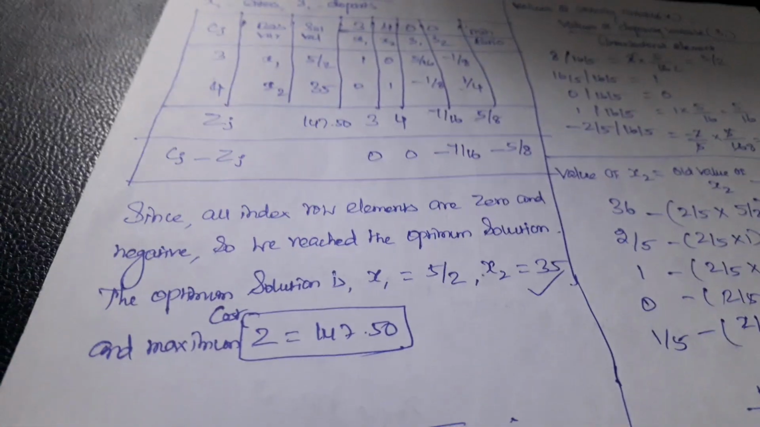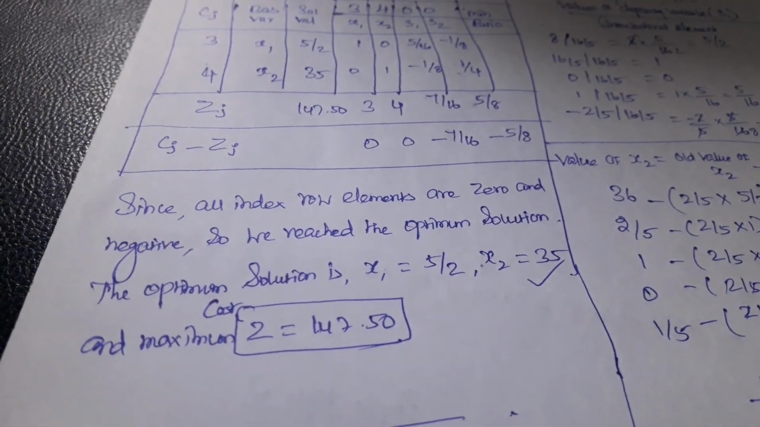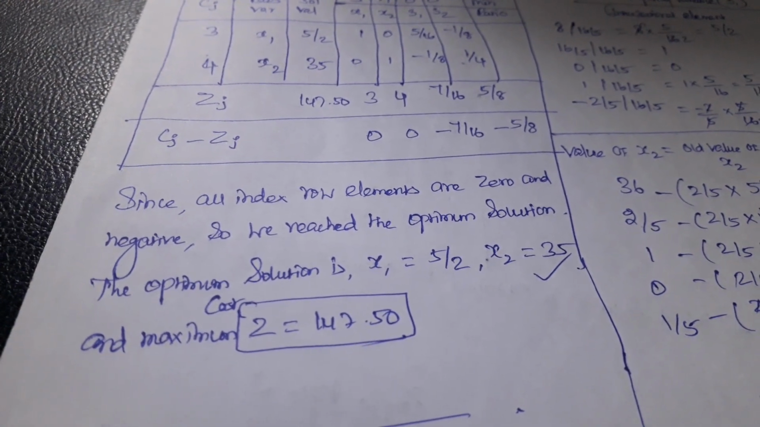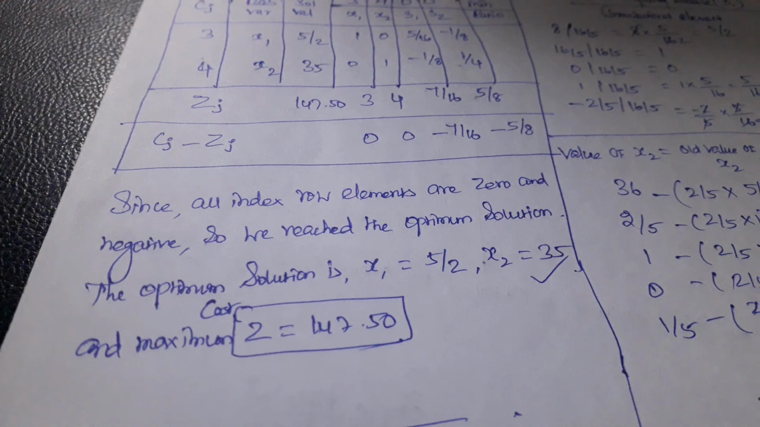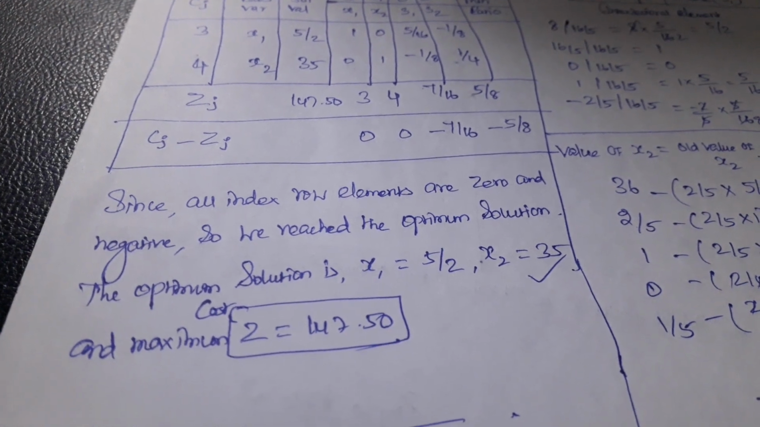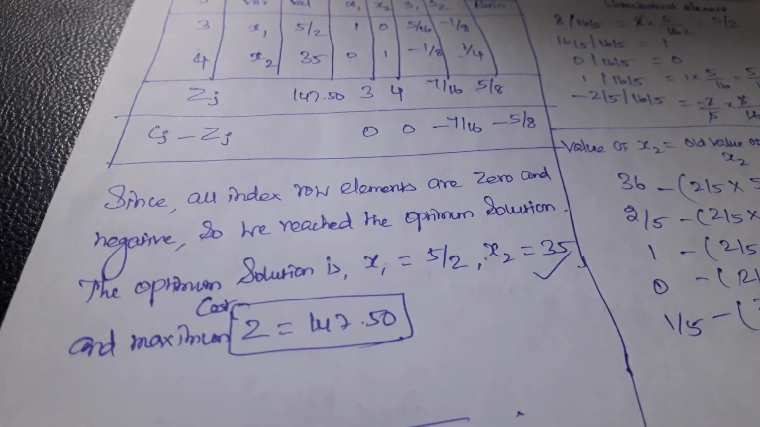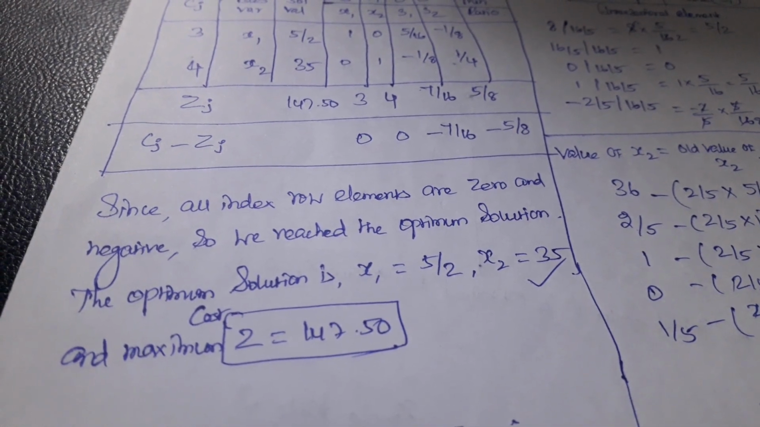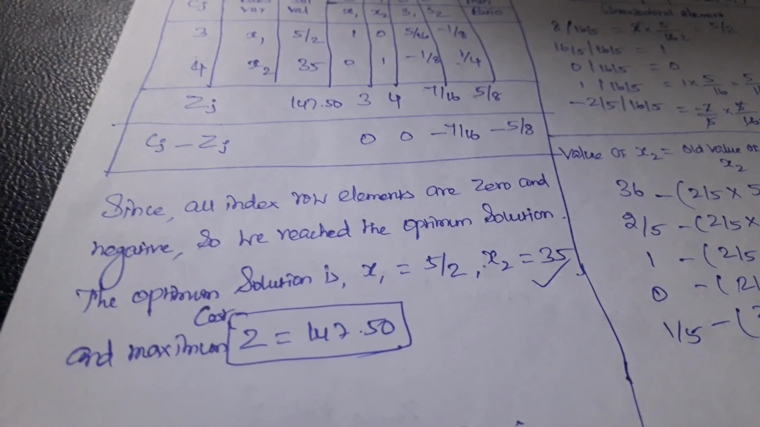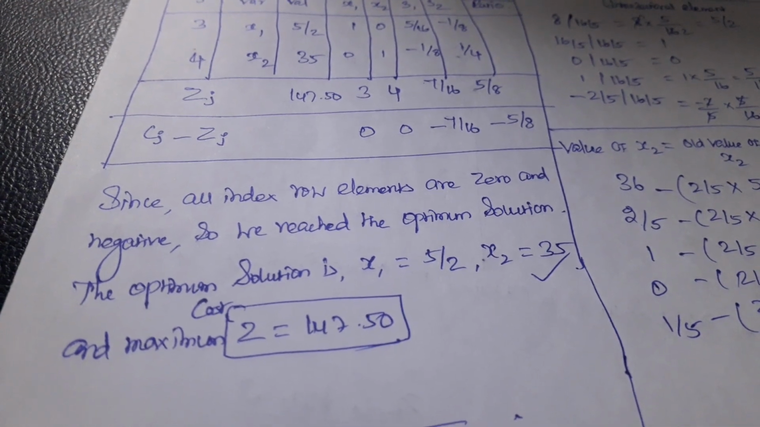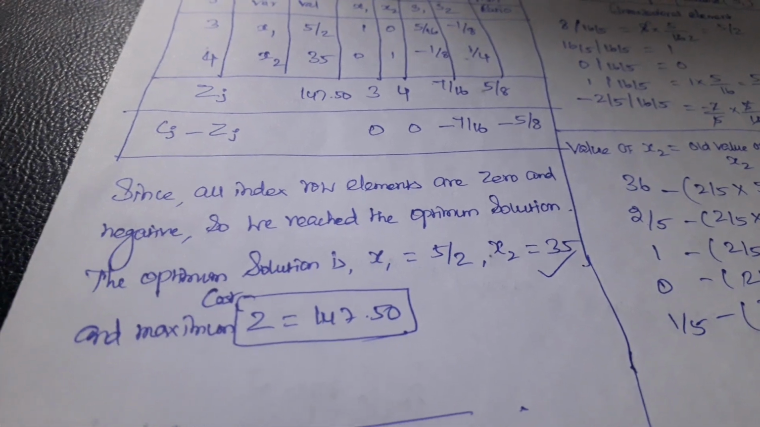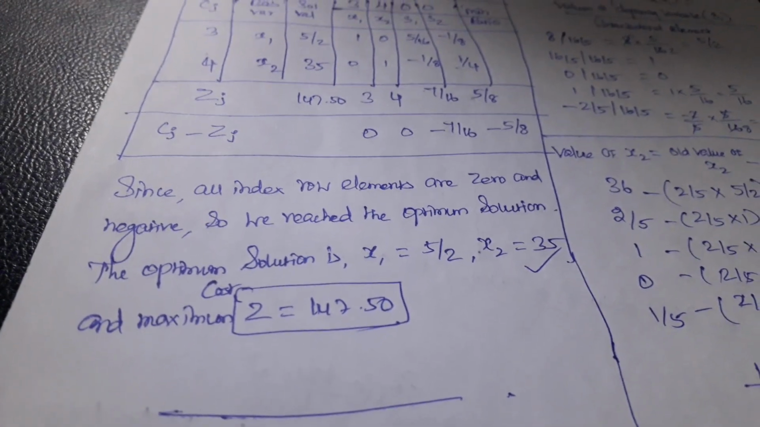After solving this table, we can write down our conclusion: since all index row elements are 0 or negative, it passes the optimality test. Once we achieve optimality, we have reached the optimal solution. So the optimal solution is x1 equal to 2.5, x2 equal to 35, and the maximum value is 147.50. It is our final conclusion.